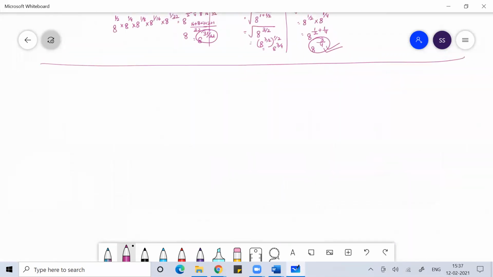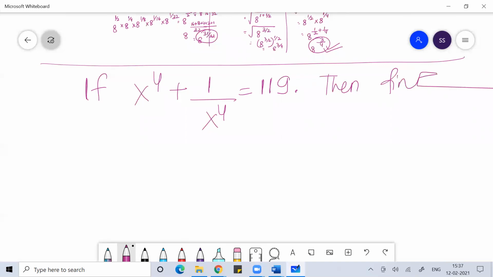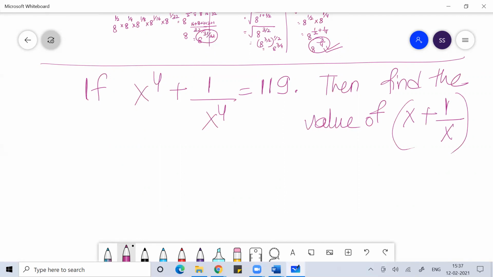So now if I ask you this: if x to the power 4 plus 1 by x to the power 4 is 119, then find the value of x plus 1 by x. Do this. I'm giving you 5 minutes time. Everyone try to do this.